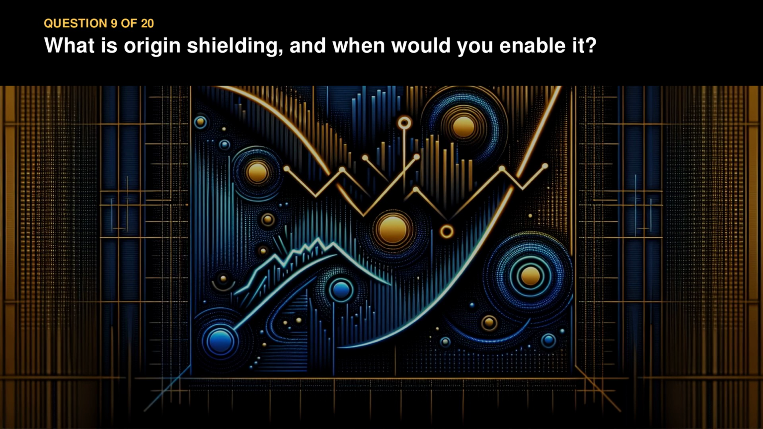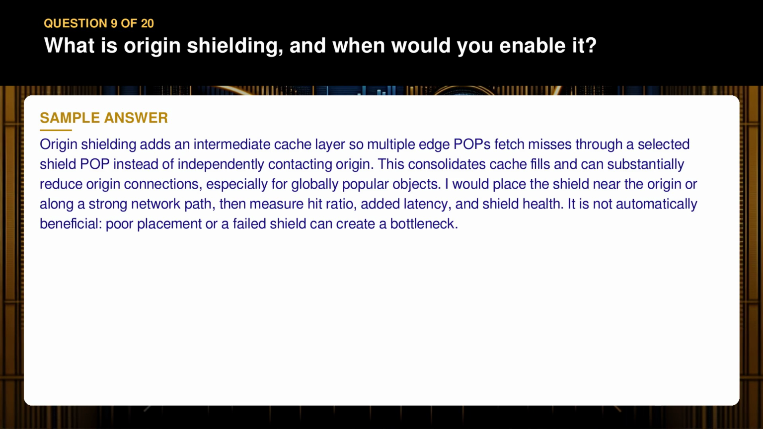Question 9. What is origin shielding, and when would you enable it? Origin shielding adds an intermediate cache layer so multiple edge POPs fetch misses through a selected shield POP instead of independently contacting origin. This consolidates cache fills and can substantially reduce origin connections, especially for globally popular objects.